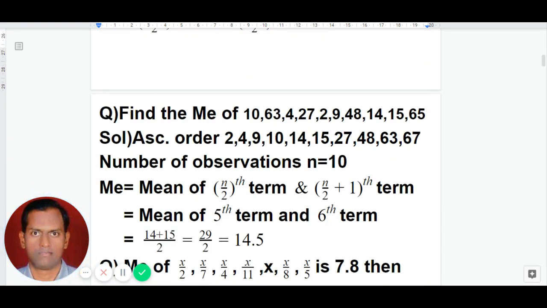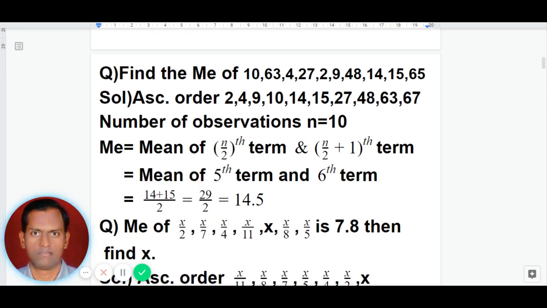Find the median of 10, 63, 4, 27, 2, 9, 48, 14, 15 and 65. First, write them in ascending order. Number of observations, n is equal to 10. 10 is an even number. So, median is equal to the mean of n by 2 term and n by 2 plus 1 term. That means n is 10, so it becomes 10 by 2, that means 5th term, and 10 by 2 plus 1, 6th term. That means mean of 5th term and 6th term.